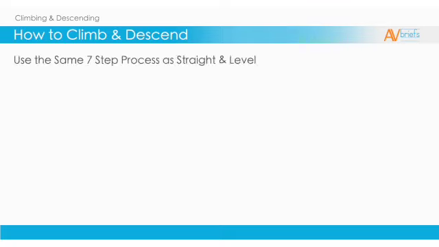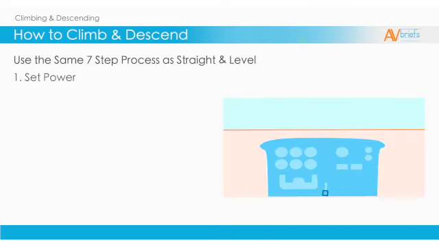Let's assume we are flying straight and level. The first thing to do is to set the climb power. This will be different for many airplanes. Consult your company and airplane handbook. Let's say for this exercise it's 2400 RPM.